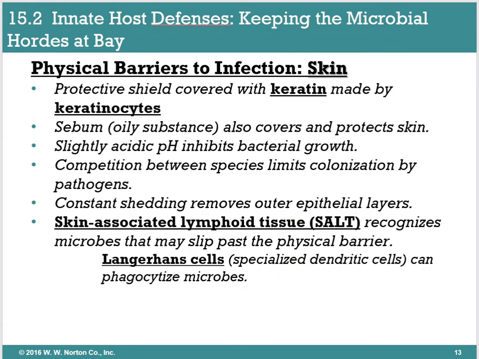Okay, so the actual first physical barrier of our innate immune system is our skin. Our skin is probably, to me, one of the most important organs. So it is a protective shield. It is comprised of keratin, which is made by keratinocytes. And then also we have something called sebum. Sebum is that oily substance on your skin. So sebum is actually something, some people produce more, some people produce less. It kind of just depends on the person.